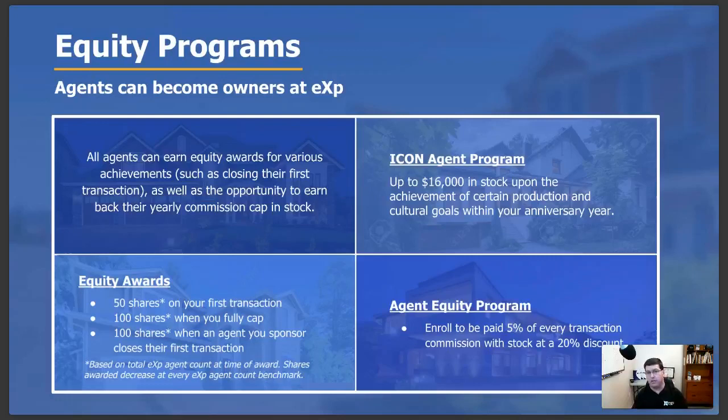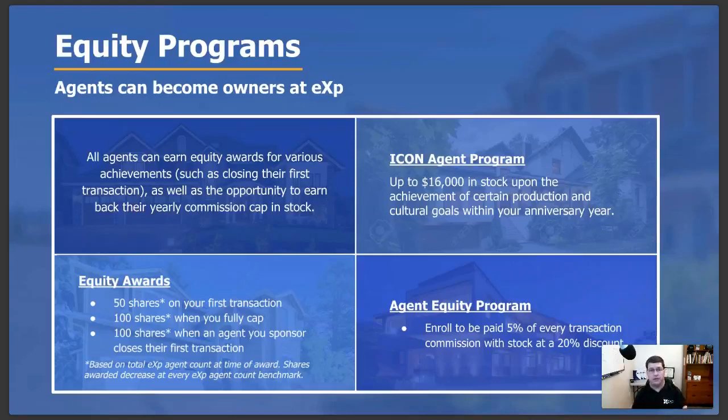We are focused on production on our team, and so we sell real estate, we produce. So I have first transaction, I have cap. We capped very quickly when we joined in the middle of 2017, and then sponsored agents. So you get those awards from that, and independent of what the price is today, there is value associated with that, and if it goes up, then there's more value, and if it goes down, there's obviously less value, but still there's a value associated with that, and an incentive to be an owner.